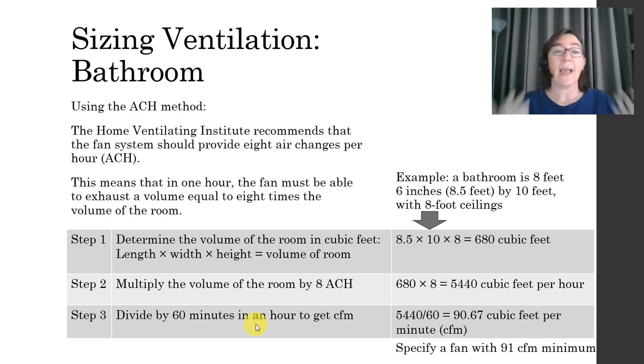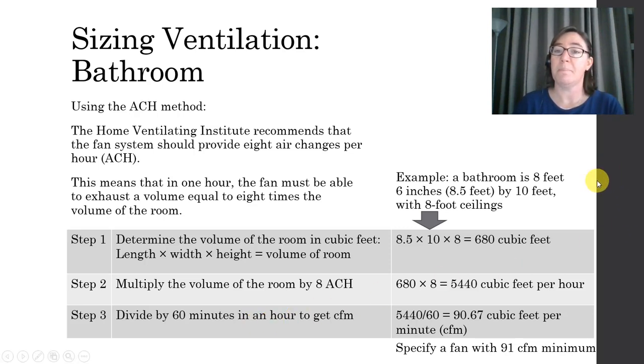Step one, you calculate the volume of the room in cubic feet. Then you multiply that volume by 8. All right, and that's the amount of air that you're going to need to move through that room. And then finally, you would divide by 60 minutes in 1 hour to get the CFM. So let's walk through an example.